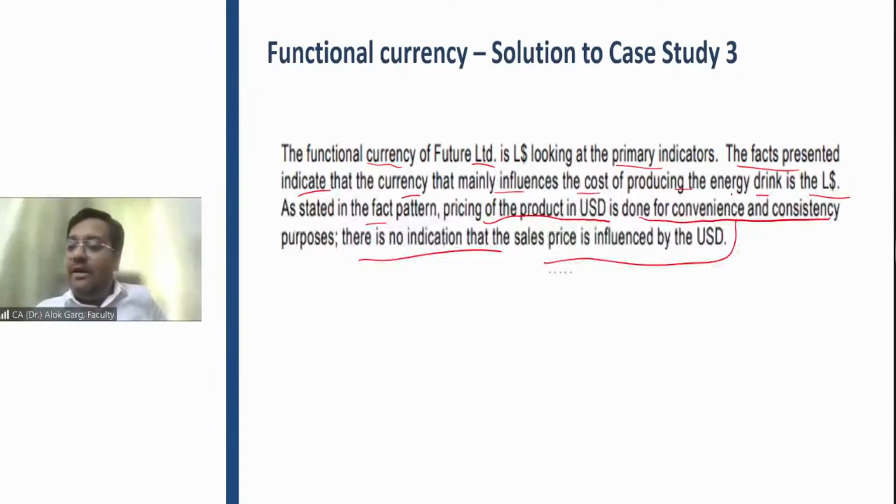Janvi, is it clear now? Let me know if you have any query, any doubt, any problem in understanding. Please do let me know.